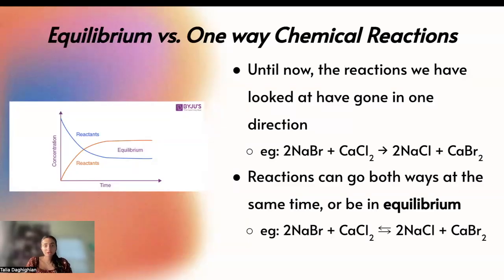So the previous reactions I've talked about are all one-way chemical reactions. We start with reactants and we end with products, or we do the reverse. However, equilibrium introduces a new idea where we can have the forward and the reverse reaction happening at the same time at the same rate. And that is what equilibrium is.